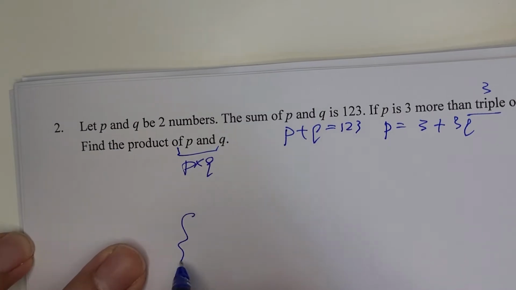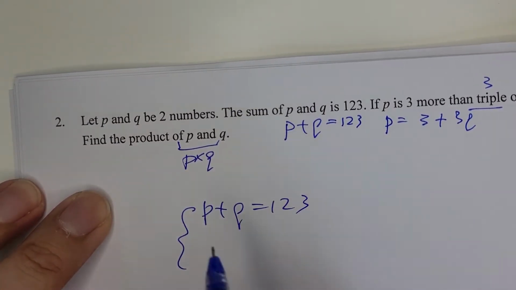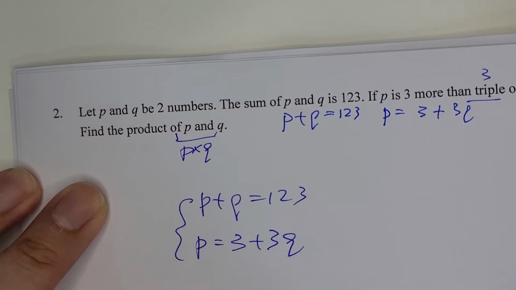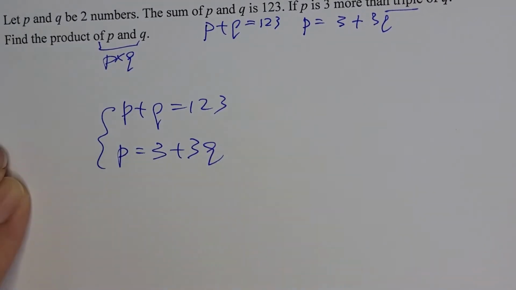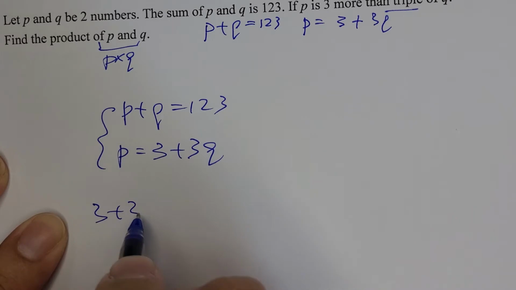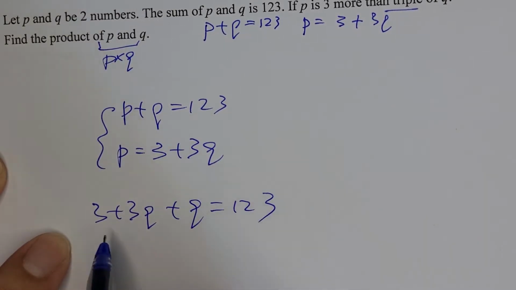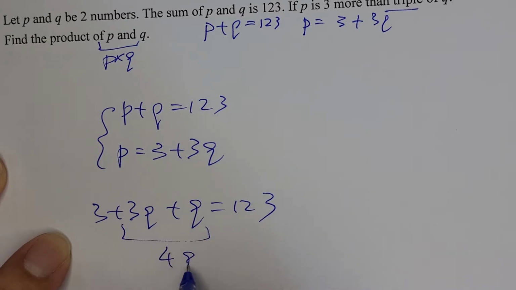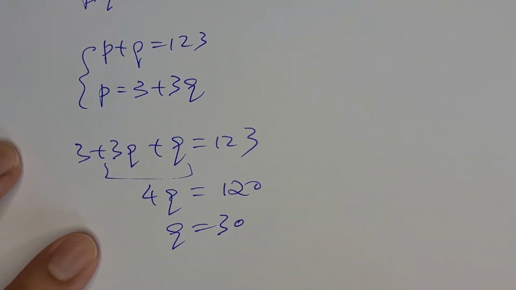And you can set up the equation here. P plus q equals 123. And p equals 3 plus 3 times q, okay? So you can substitute equation 2 into equation 1. 3 plus 3q plus q equals 123. And here you can add them up. 4q equals 120. q equals 30. And you get q equals 30.